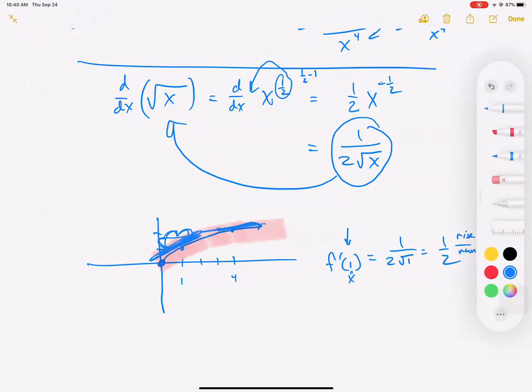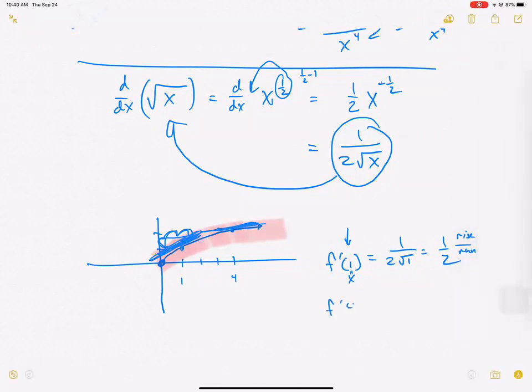So let's see what it looks like at 4. If I go ahead and plug in 4, what is the slope? f prime at 4. What would the slope look like at 4? What would the change be? Would the change be stronger or weaker? And that's 1/2 times 1/2, which is 1/4. Rise 1, run 1, 2, 3, 4. Fudged that pretty well too.